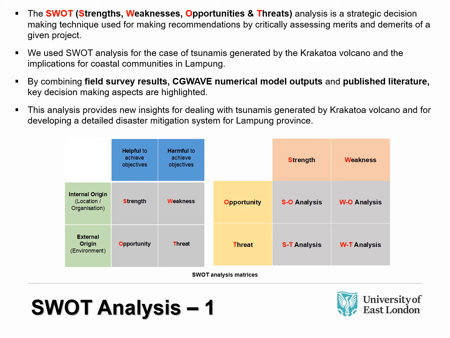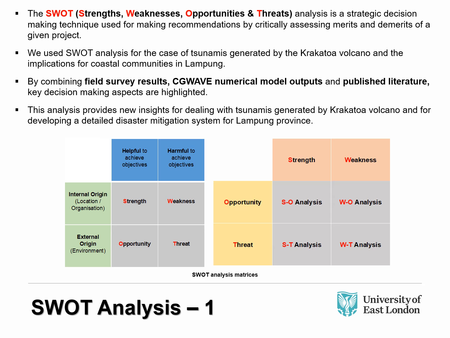Our third objective is to carry out SWOT analysis. The SWOT, strengths, weaknesses, opportunities and threats, is a strategic decision-making technique used for making recommendations by critically assessing merits and demerits of a given project. We used SWOT analysis for the case of tsunamis generated by Krakatoa volcano and implications for coastal communities in Lampung. By combining field survey results, CG wave numerical model outputs, and published literature, key decision-making aspects are highlighted. This analysis provides new insights for dealing with tsunamis generated by Krakatoa volcano and for developing a detailed disaster mitigation system for Lampung province.